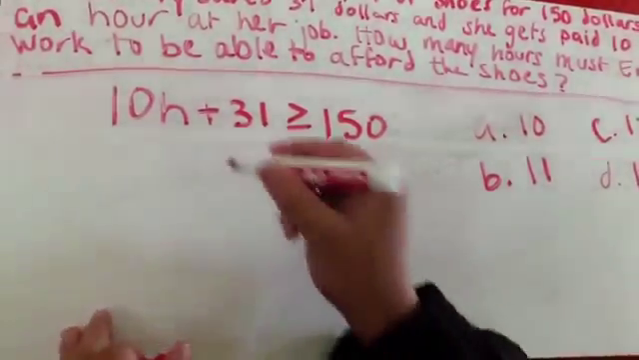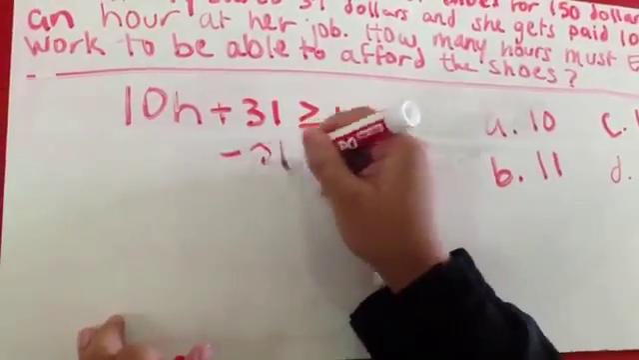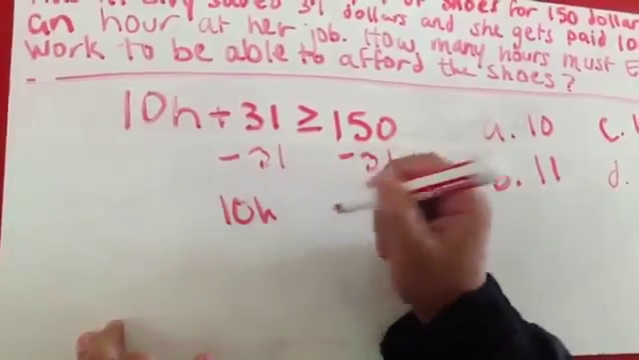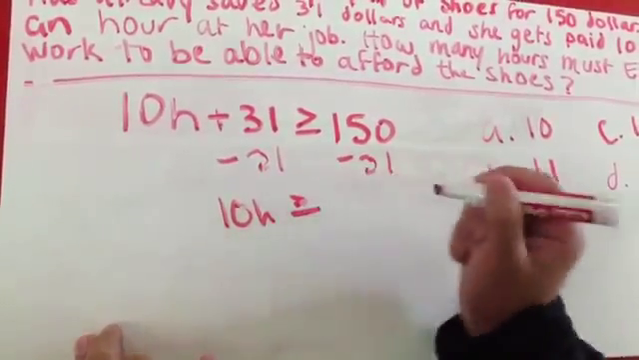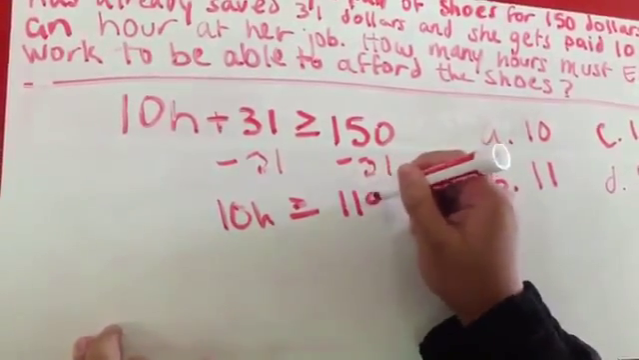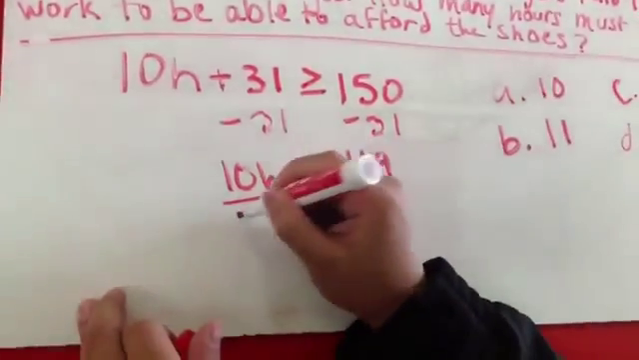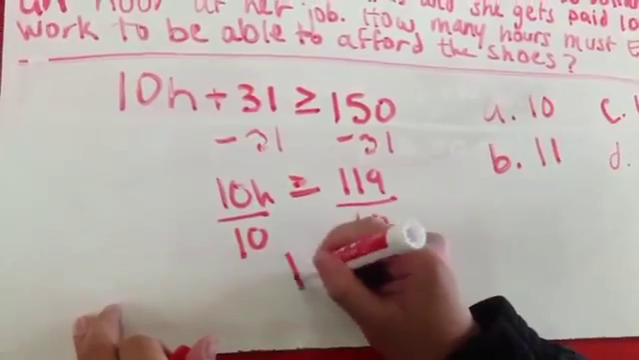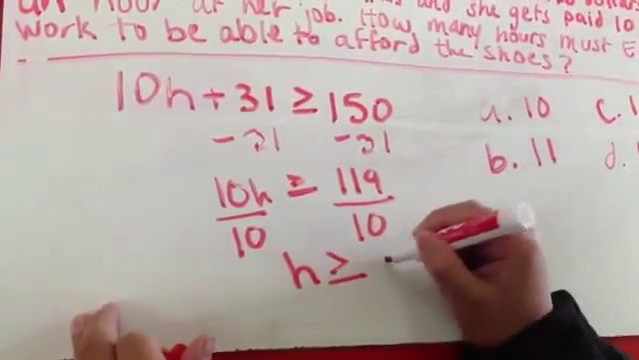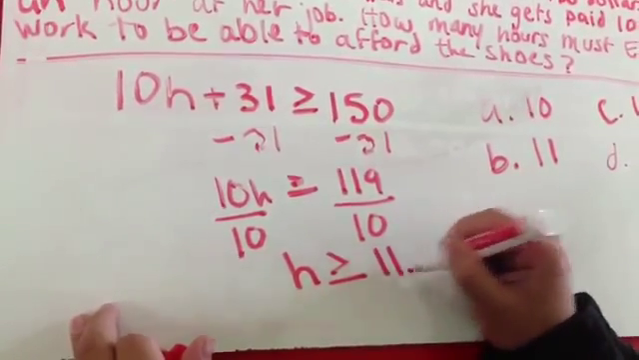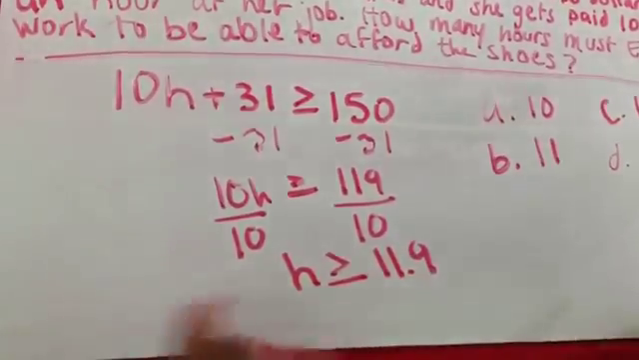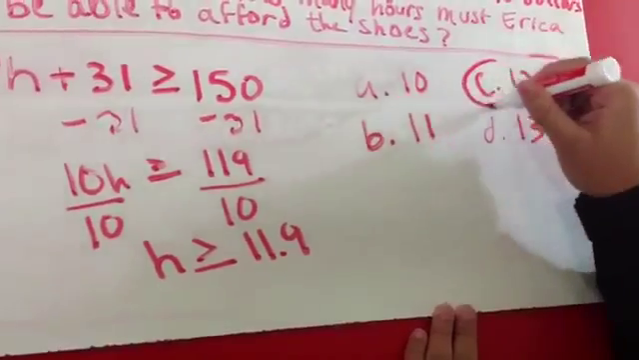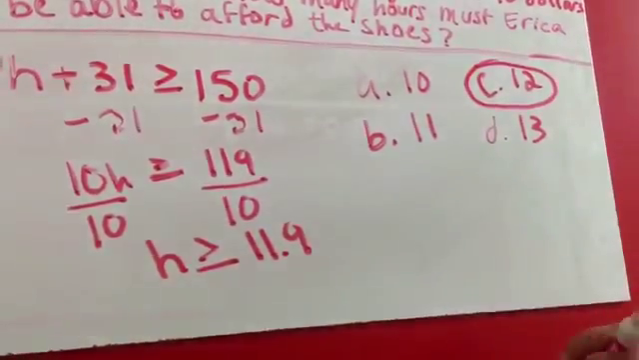So to start this equation, we're going to go ahead and subtract 31 from both sides. That gives us 10 hours is greater than or equal to $119. So then we're going to divide 10 on both sides to find the amount of hours she has to work. And your answer is 11.9. And since she's paid hourly, we're going to go ahead and round it up, so she would have to work at least 12 hours.